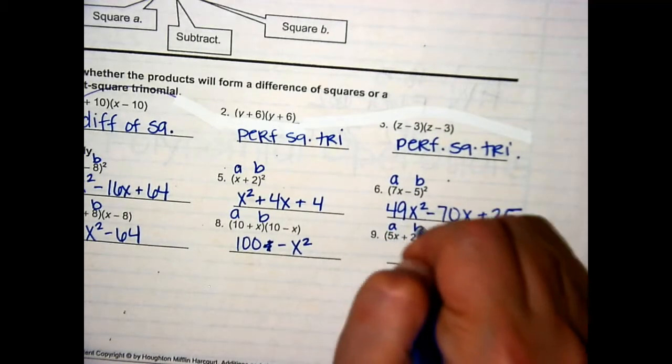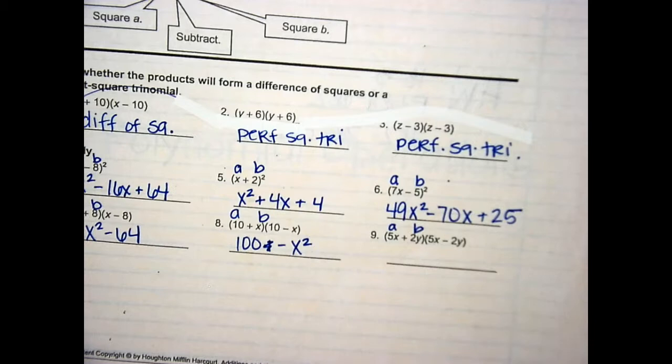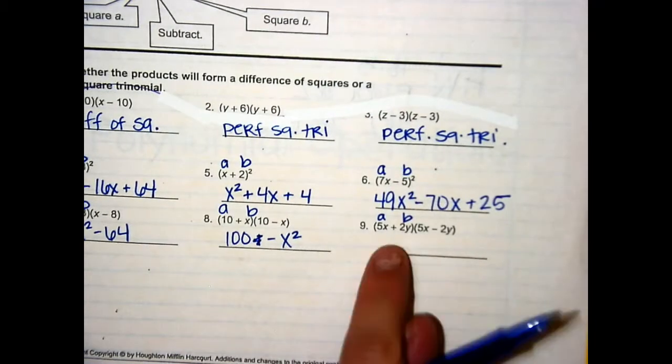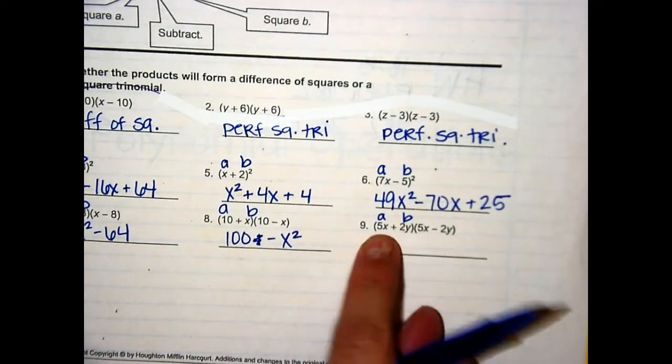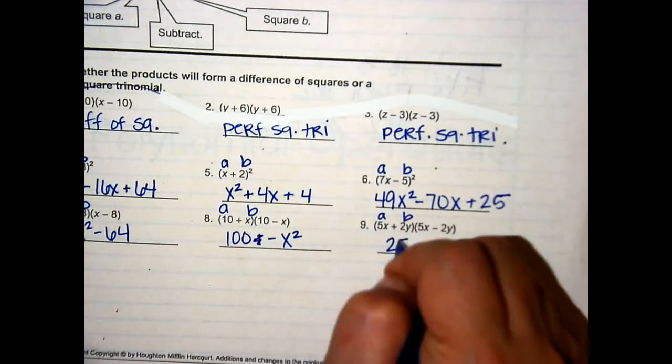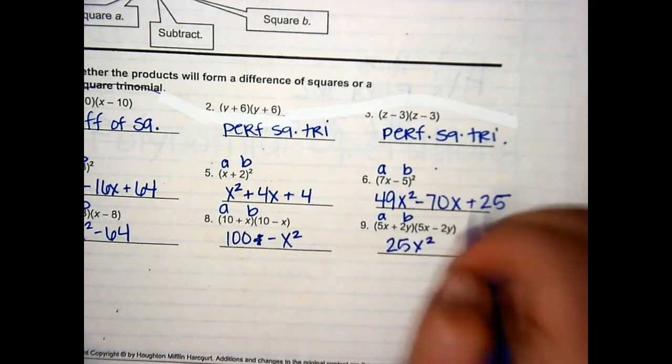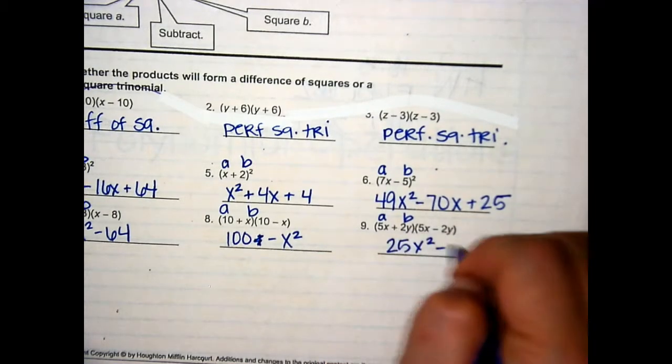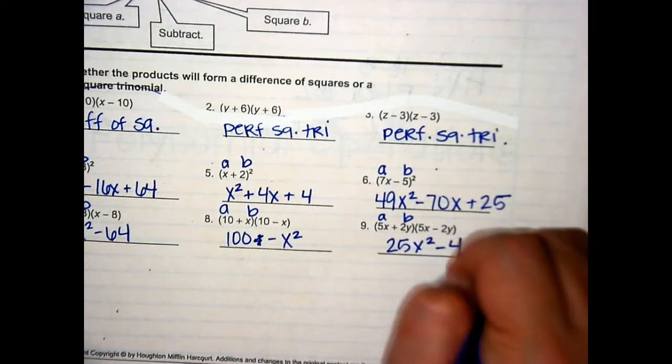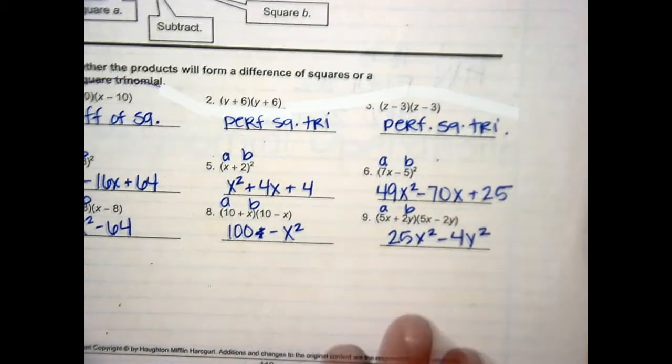And then the last one, put the a and the b up there again, and again, it's difference of squares because we have addition and subtraction. So our a squared term would be 25x squared minus our b squared term would be 4y squared.